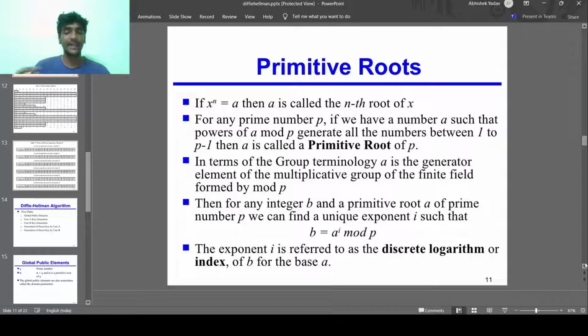So then for any integer B and the primitive root A of prime number P, we can find a unique exponent I such that B would be equal to A raised to the power I mod P. The exponent I is referred to as the discrete logarithm or index of B for the base of A.